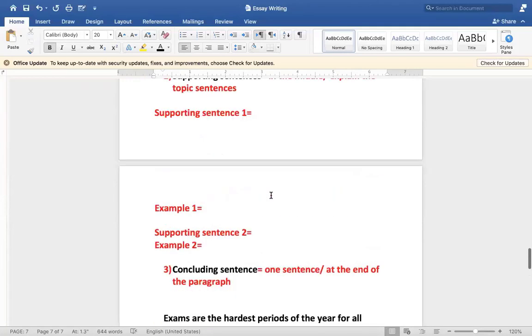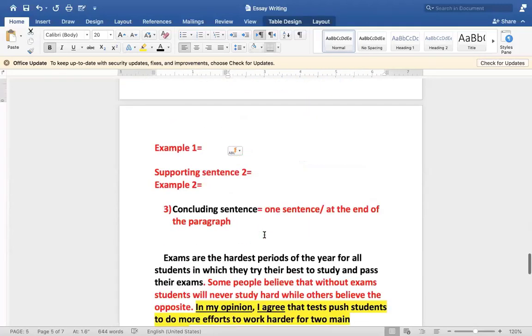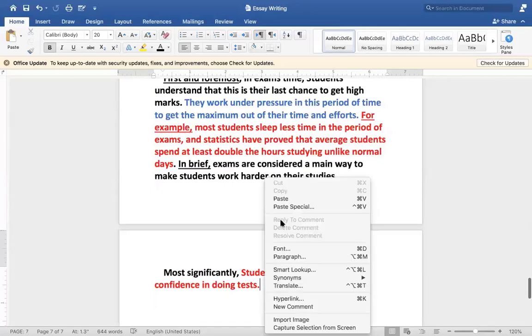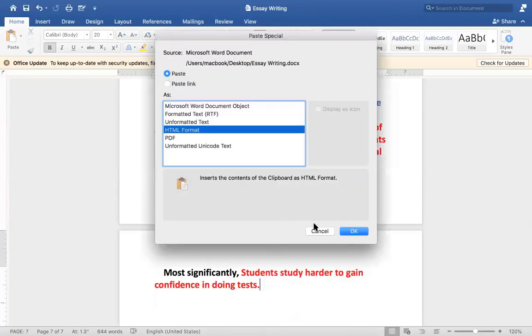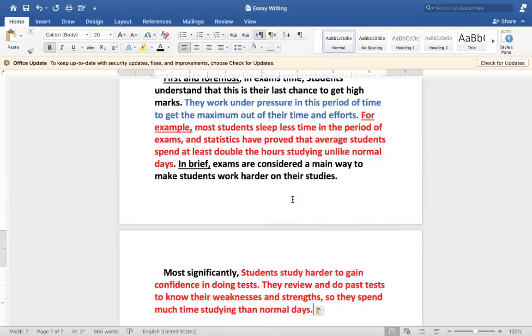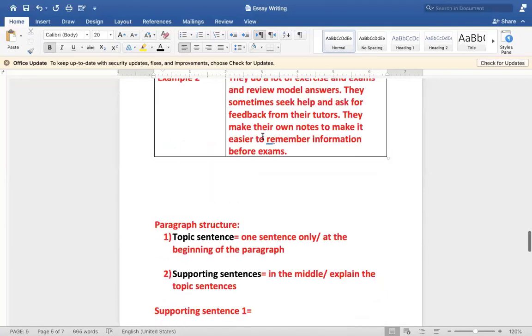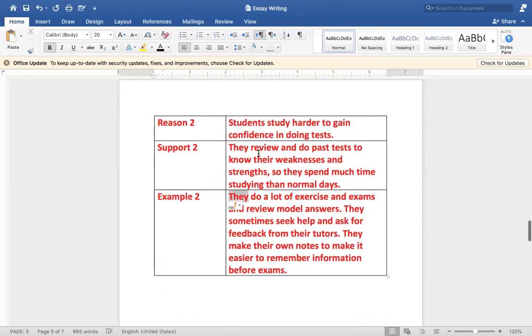What is supporting 2? Here is supporting 2. They review and do past tests to and so on. Copy. And also here I paste this sentence. Why is it easy now, guys, to write the essay? Because I've already planned my ideas. If I had not planned my ideas before writing the essay, it would be hard for me. But because the ideas are already ready-made, as you can see, we planned them together, so it is easy for me to write down my answers.